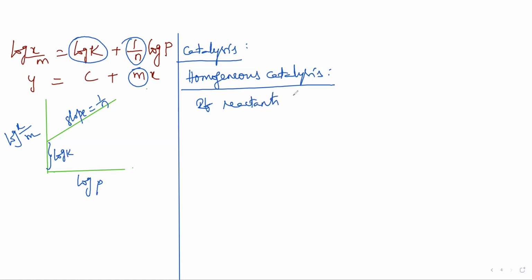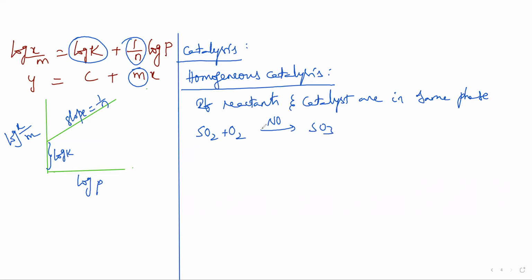This is regarding catalysis. So if reactants and catalyst are in the same phase, then we say it is homogeneous catalysis. Example, SO2 plus O2 in presence of NO, this is the catalyst, we'll get SO3. Sulfur dioxide is gas, oxygen is gas, nitric oxide is also gas. So here both reactants and catalyst are present in gaseous phase. Hence it is known as homogeneous catalysis.